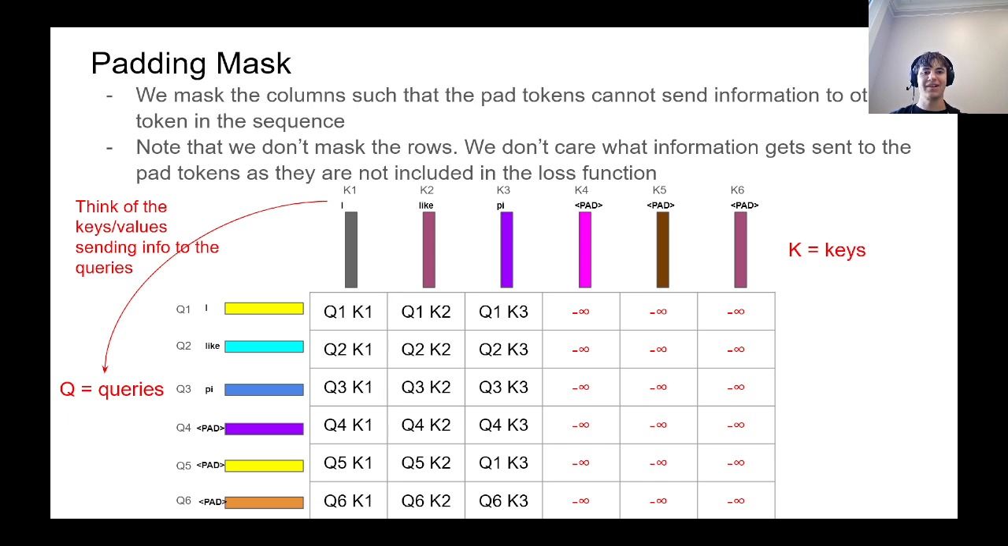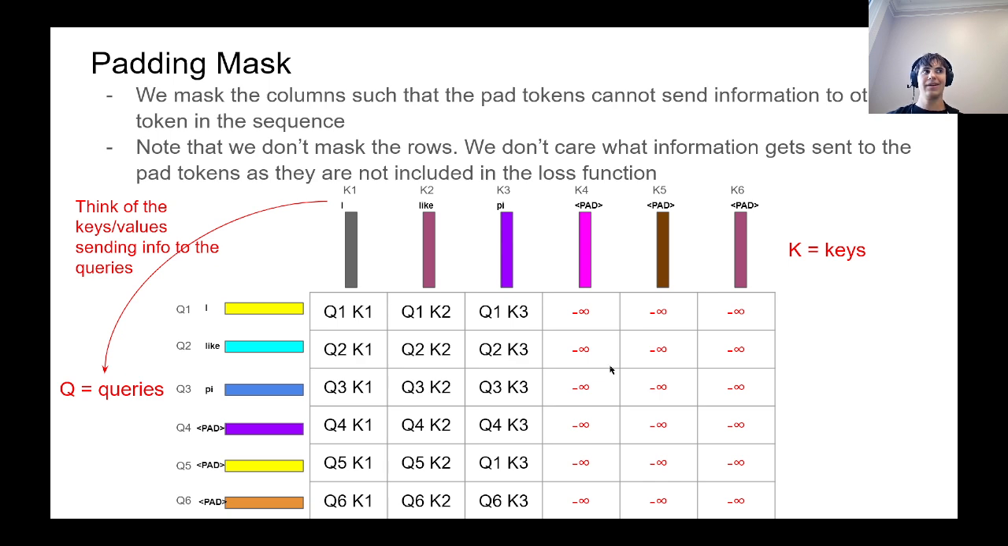Now, think about that for a second. Why do we mask along the columns and not along the rows? The reason is that, remember, the keys send information to the queries. So what this is saying along row 1 is that we are not going to have the word I be a combination of any of the pad tokens. And the word like is going to be the same. It's not going to be a combination of the pad tokens, and so is pi.